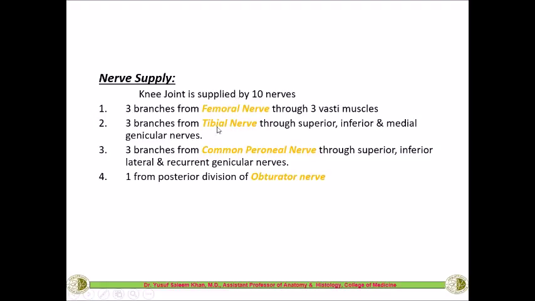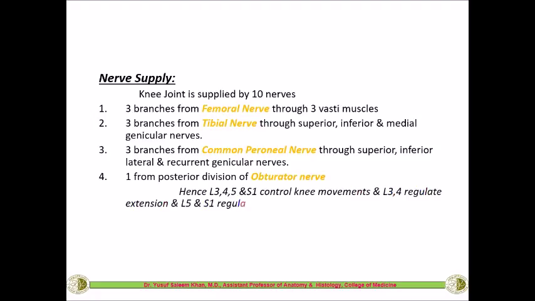The 3 branches from the femoral nerve, 3 branches from the tibial nerve, 3 branches from the common peroneal nerve, and 1 branch from the obturator nerve. All these nerves will be supplying the knee joint. So it is richly vascular as well as richly supplied by the nerves.